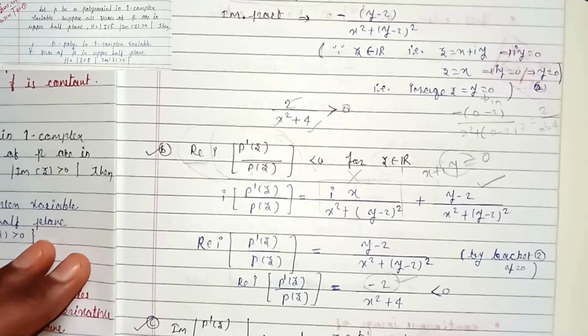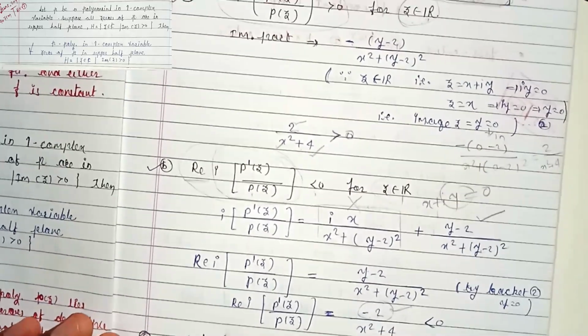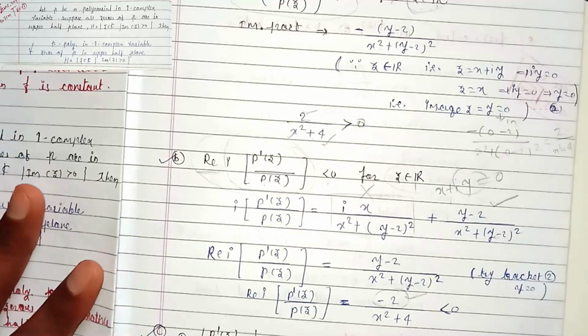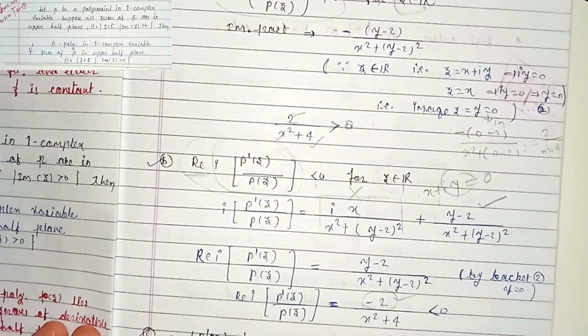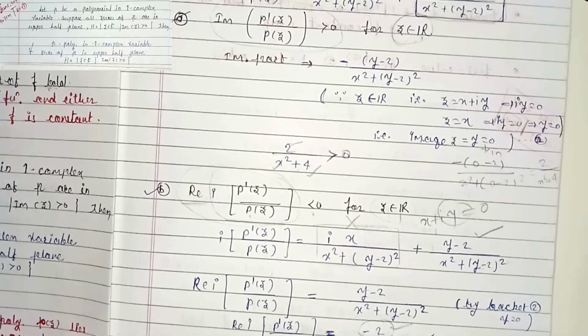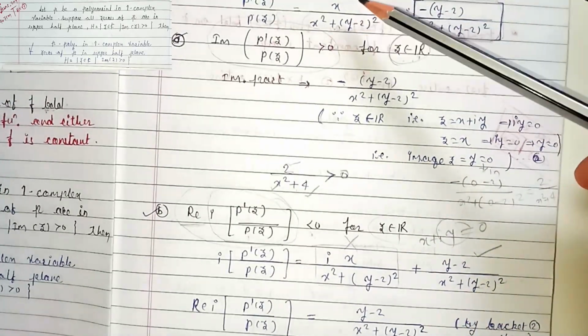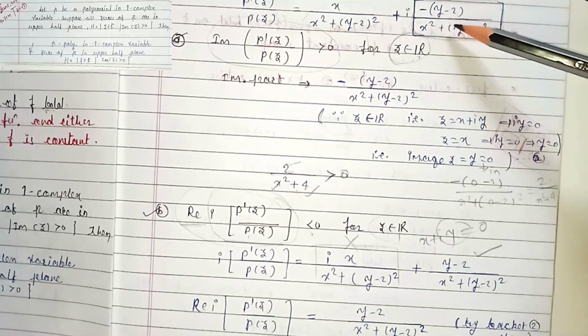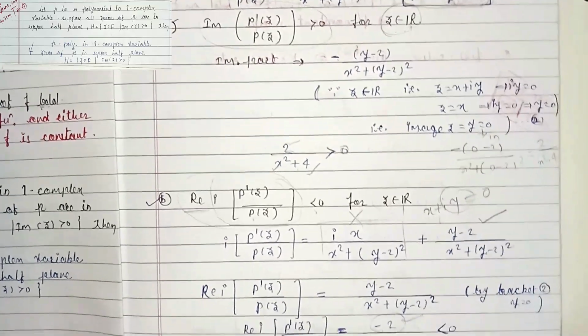Now let's move to option number C: imaginary part of p dash of z upon p of z is bigger than 0 for z belonging to complex numbers with imaginary part of z smaller than 0. Here, don't get confused. In this condition we have the imaginary part of p dash of z upon p of z, and we do not have i here, so we take p dash of z upon p of z directly. We want the imaginary part here, minus of y minus 2 upon x square plus y minus 2 bracket square. So you have to select it directly from here. Now go for the next steps.